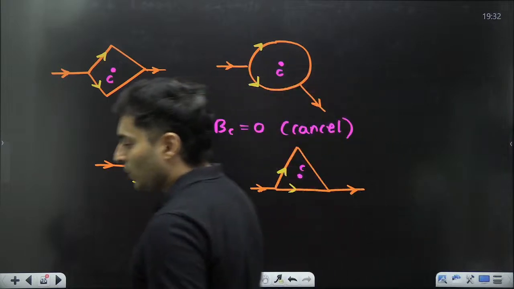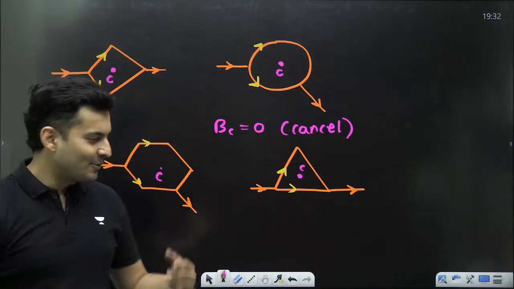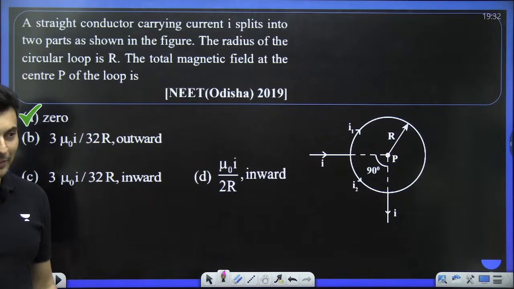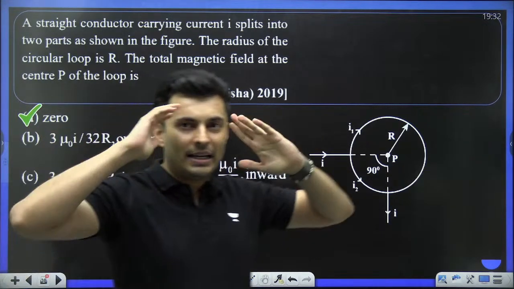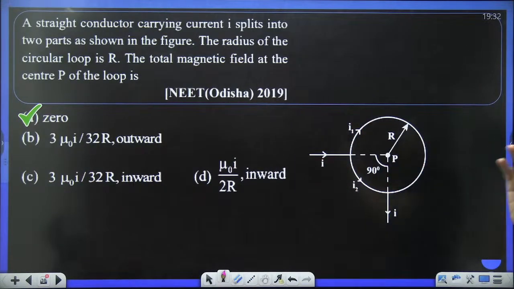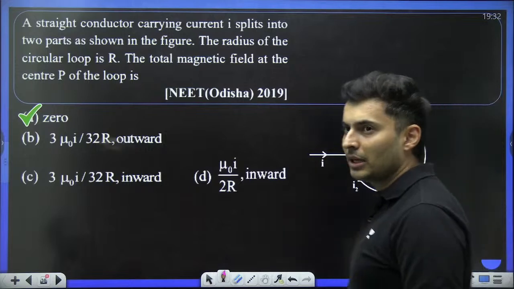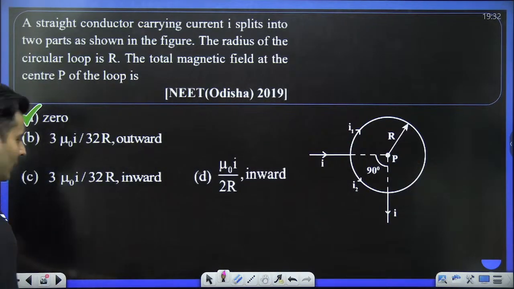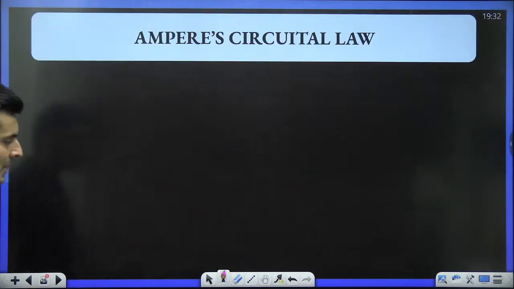Okay, chalo. ठीक है. So the correct answer for this particular question is just a big fat 0. Okay, keep this in mind. It doesn't matter what the geometry is, as long as it's a regular polygon and you have some current which is coming in and the current which is going out, that's enough for the magnetic field to be 0. Clear? Okay, moving on to the next one coming up on your screen.